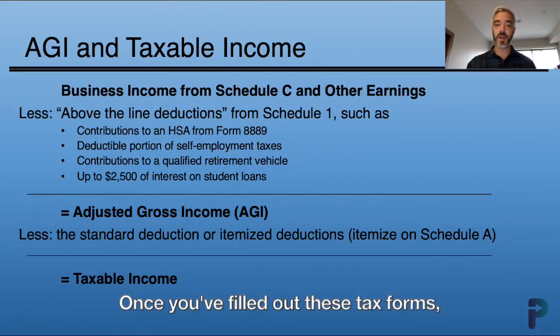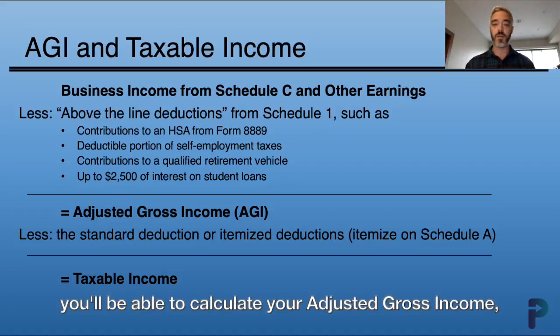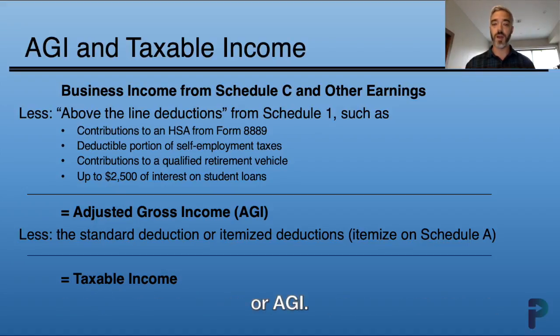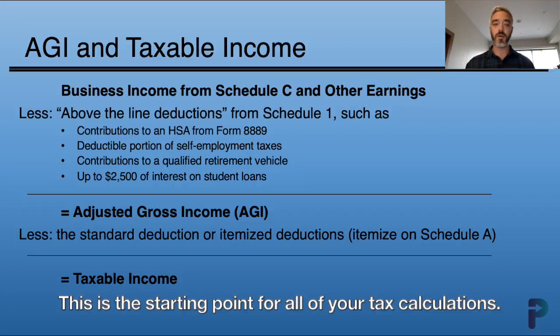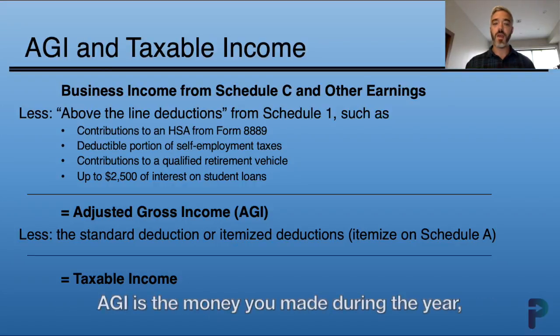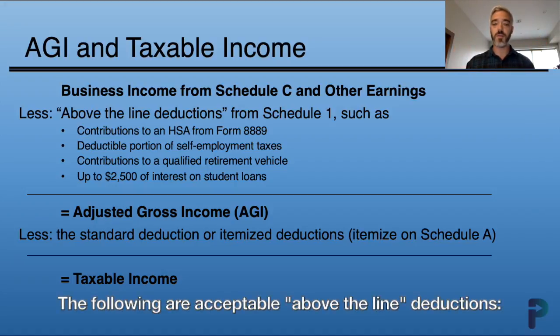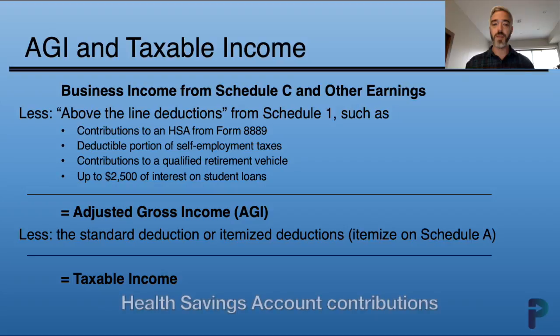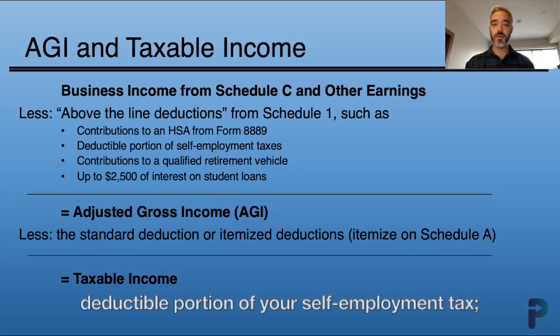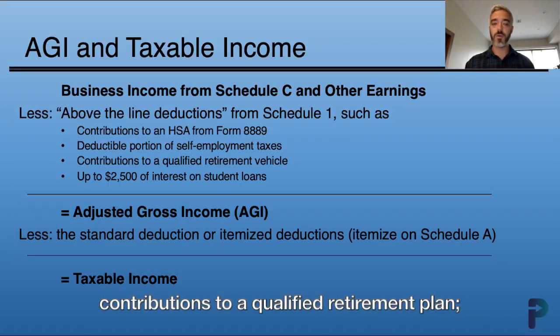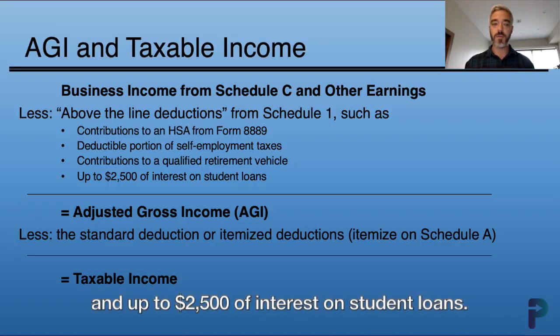Once you've filled out these tax forms, you'll be able to calculate your adjusted gross income, or AGI. This is the starting point for all your tax calculations. AGI is the money you made during the year, less above-the-line deductions. The following are acceptable above-the-line deductions: health savings account contributions from Form 8889, deductible portion of your self-employment tax, contributions to a qualified retirement plan, and up to $2,500 in interest on student loans.